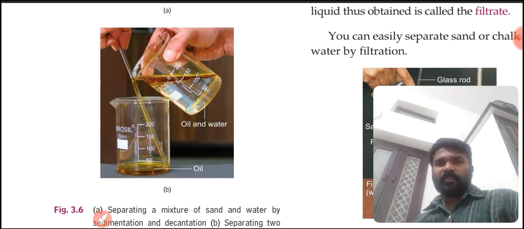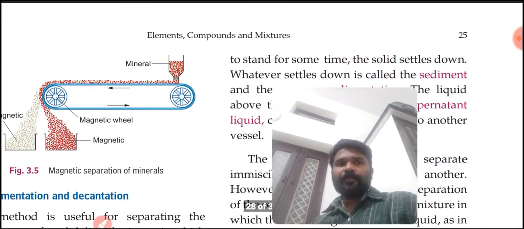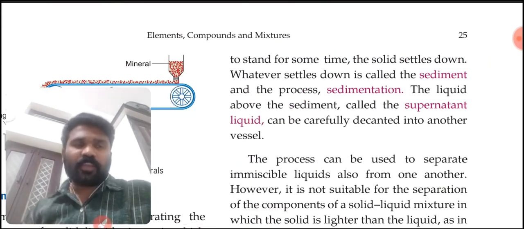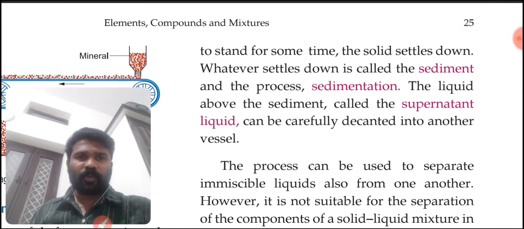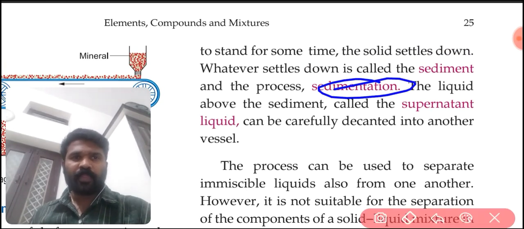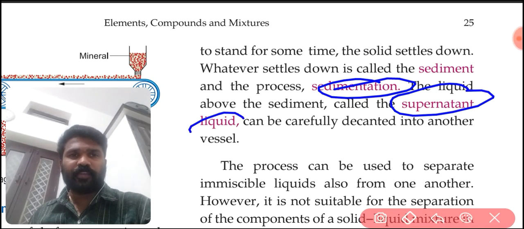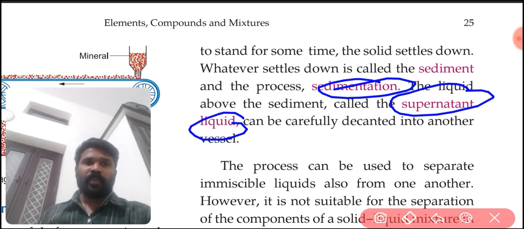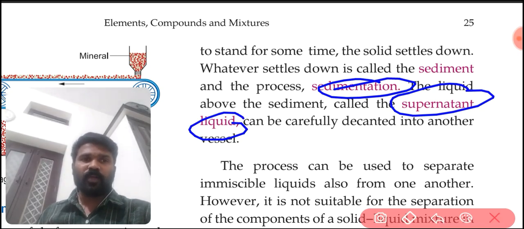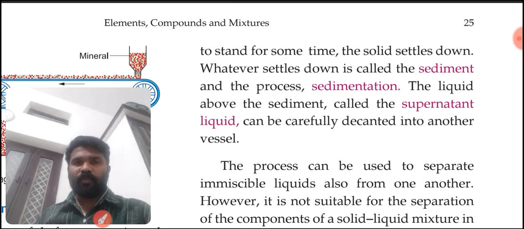Okay students, it's called sedimentation. Clear? Whatever settles down is called sediment, and this process is called sedimentation. The liquid above the sediment is called the supernatant liquid. It can be carefully decanted into another vessel. Slowly we can remove it from this beaker to another beaker by the decantation process.